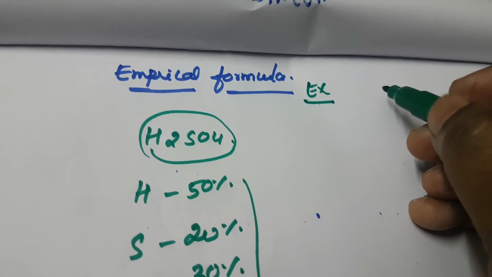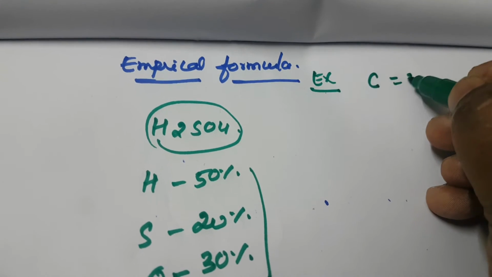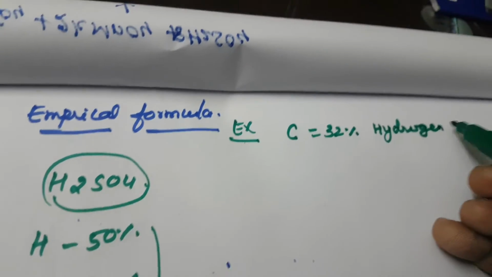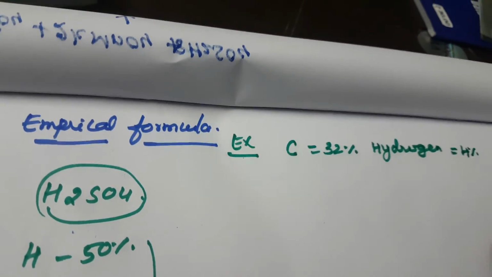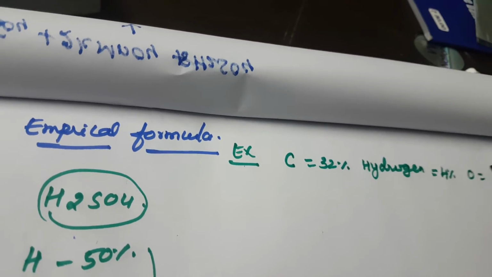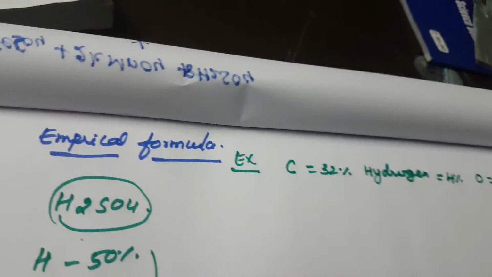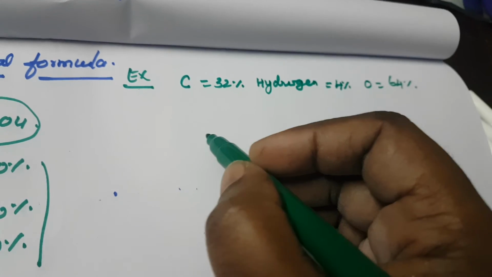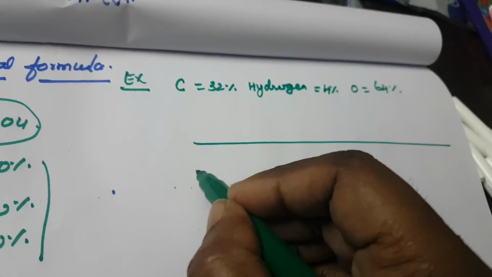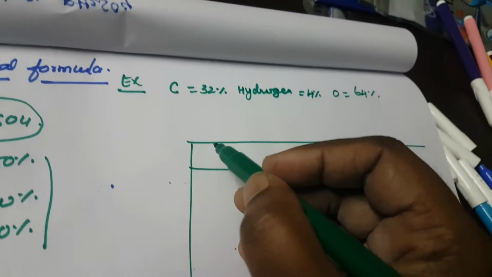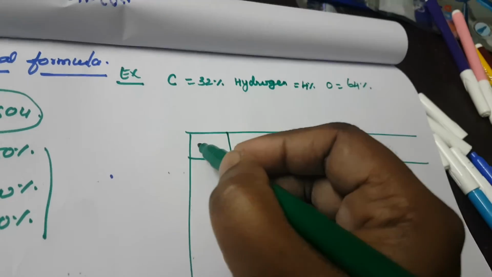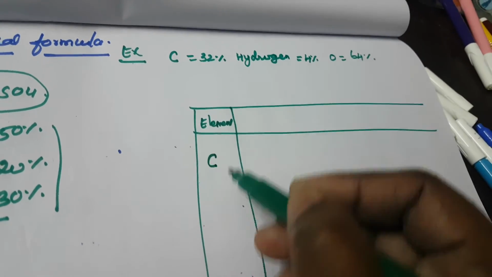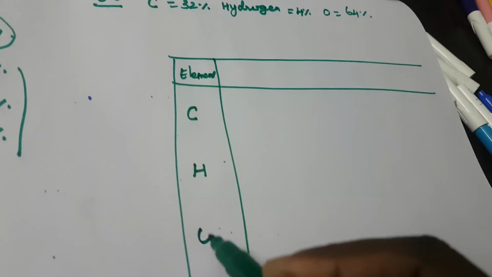given percentage. So first the composition: carbon equal to 32%, hydrogen equal to 4%, and oxygen equal to 64%. So this is the given percentage of this compound. How to calculate? Now we are preparing one tabular column. First write the given elements without changing the order: carbon, hydrogen and oxygen.